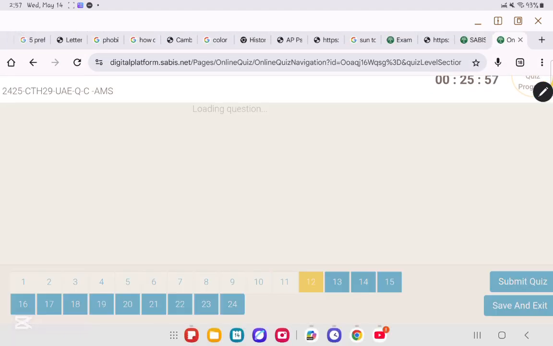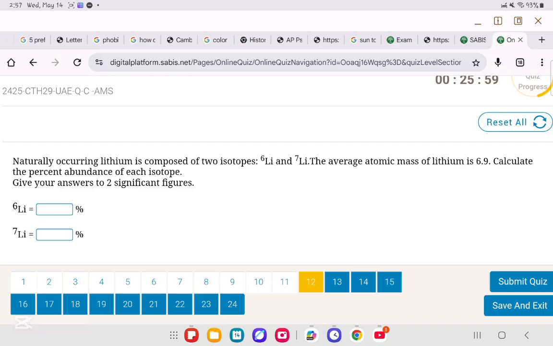We move on to question number 12. Naturally occurring lithium is composed of 2 isotopes, with an average atomic mass of 6.9. Calculate the percentage abundance. Let's take the percentage abundance as X. Then we will know what?